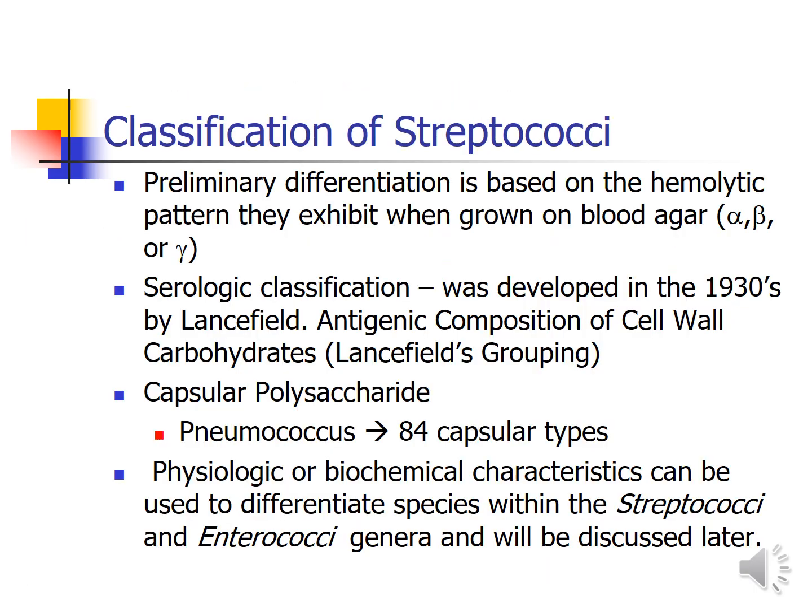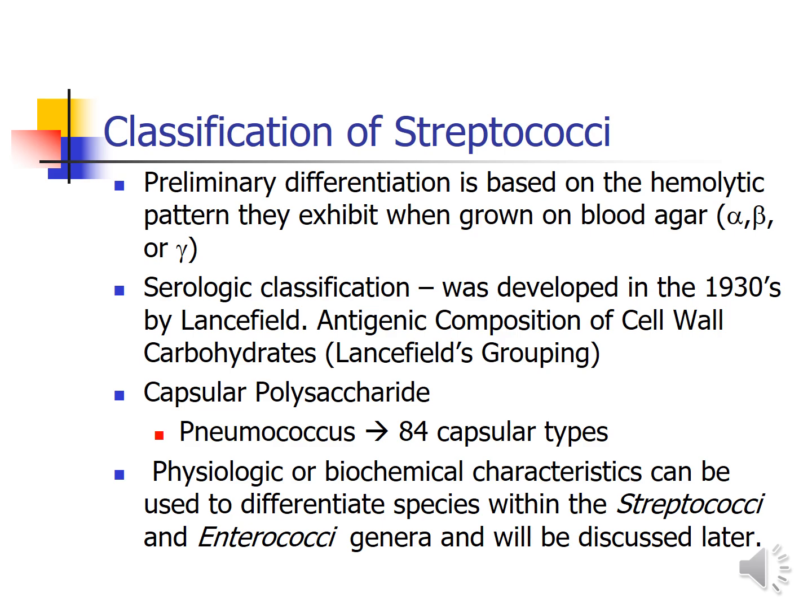Now the classification. Preliminary differentiation is based on the hemolytic pattern exhibited on blood agar. They may be classified into alpha, beta, and gamma. Alpha hemolysis is incomplete hemolysis, beta hemolysis is complete hemolysis, and gamma hemolysis means no hemolysis. I think you are aware of these basic points.